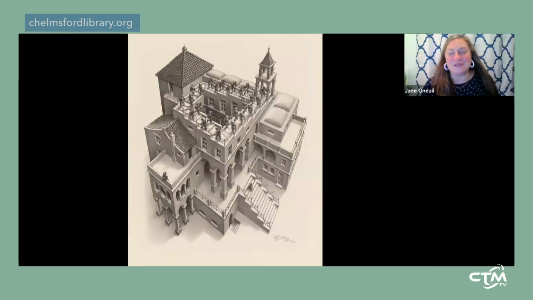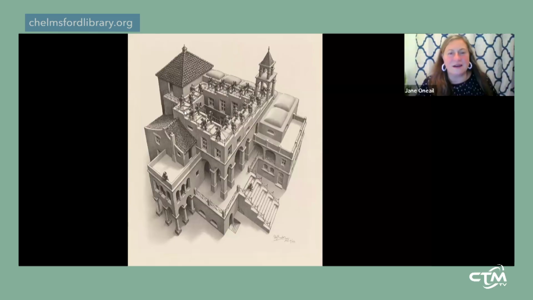The next impossible structure we're going to consider is this one here from 1960. It's called Ascending and Descending. We are looking down at almost like a tower structure here. I guess I always assumed that it was like a monastery or something because we have these hooded figures here. Maybe they're monks, maybe they're knights, it's hard to say, but they are marching up and down on the set of stairs that seems to wrap around this quadrangle space.